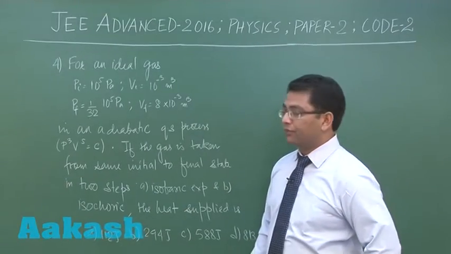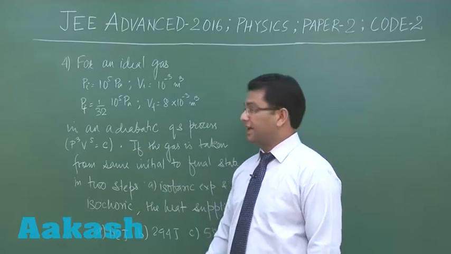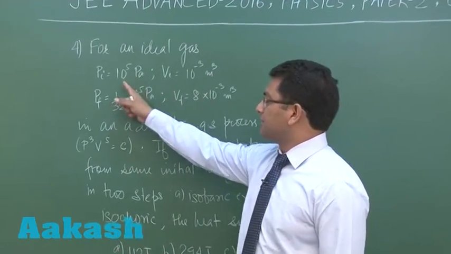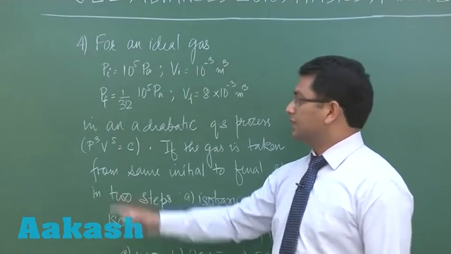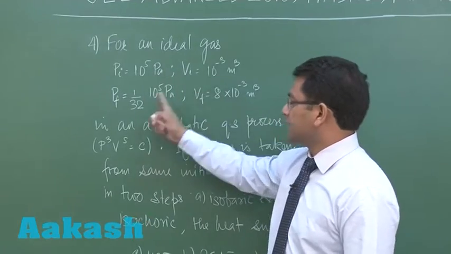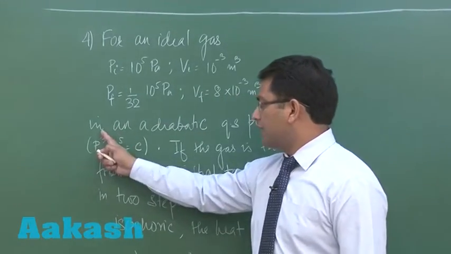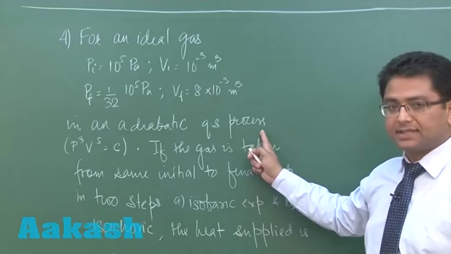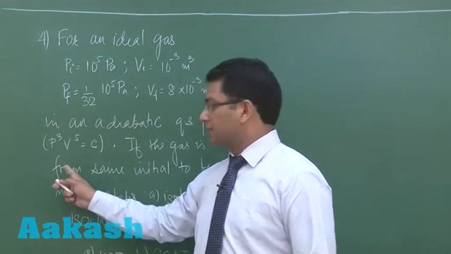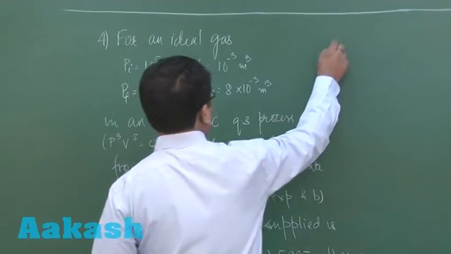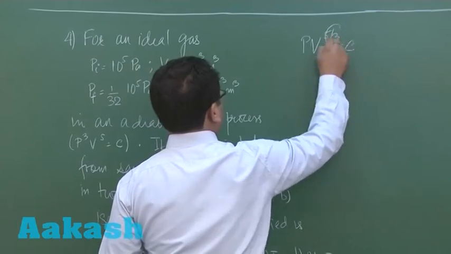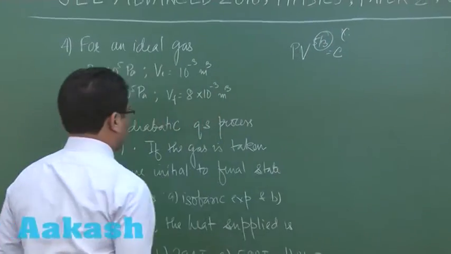All right, question number 4 is from thermodynamics, and the question says something like this. For an ideal gas, initial pressure and volume is given. The final pressure and the final volume is given. That means from this state, it has been taken to this through an adiabatic quasi-static process, and the equation for that adiabatic is this. Now, since the adiabatic equation is given, it can be reduced into this, that means this will be the value of gamma.